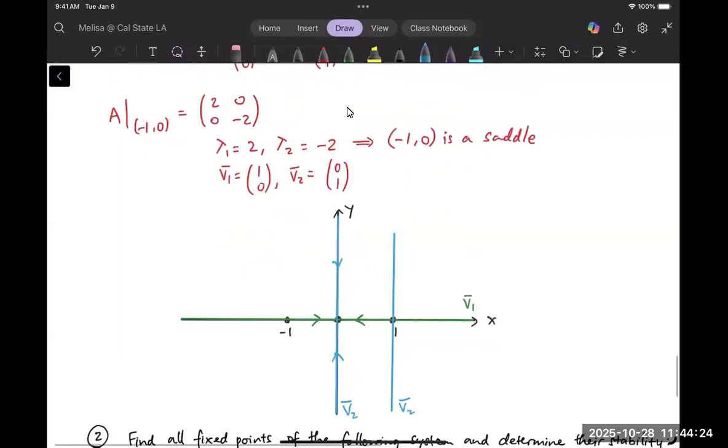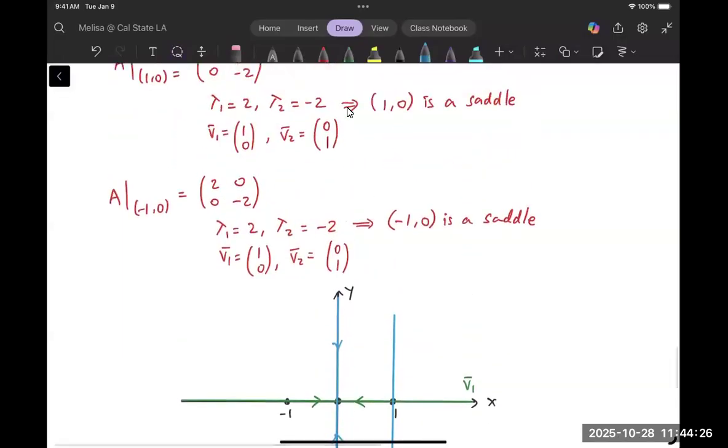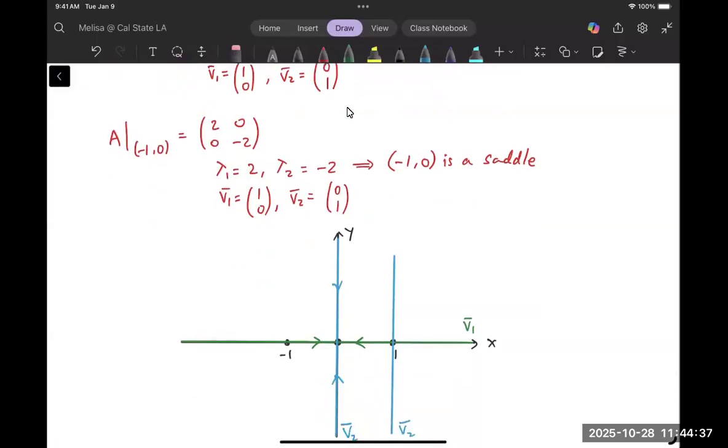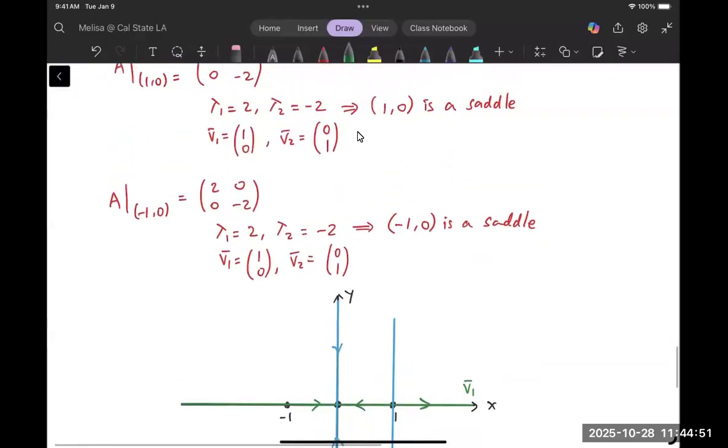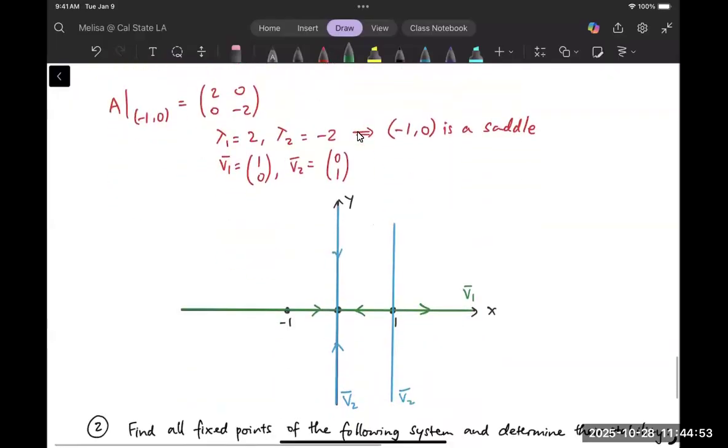But then you look at the lambdas. Lambda 1 is 2, so that means along V1, the flow is moving away from 1, 0. Here along phi1, you can already see from the previous arrow that we drew that it's moving away from 1, 0. So here it's also moving away. Now along phi2, lambda 2 is negative, so that means the flow is moving towards 1, 0.